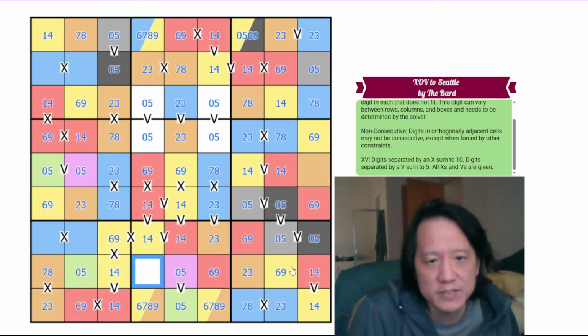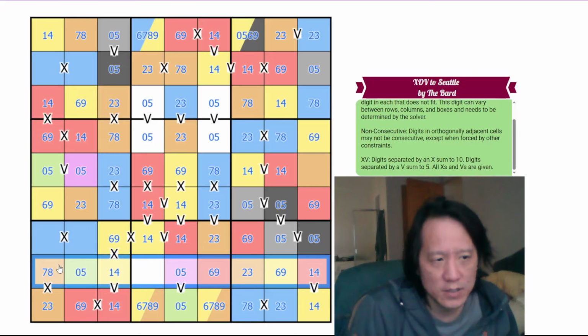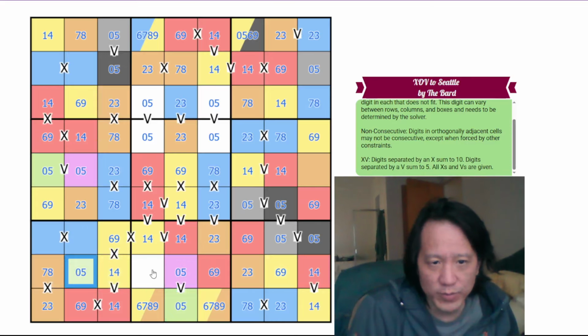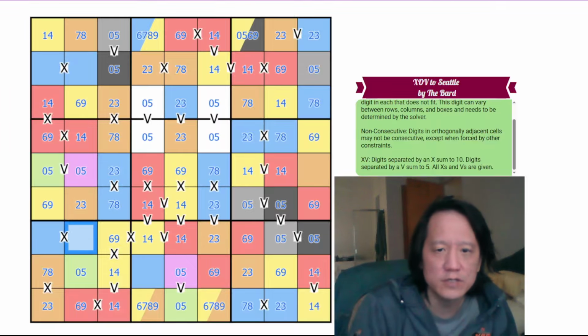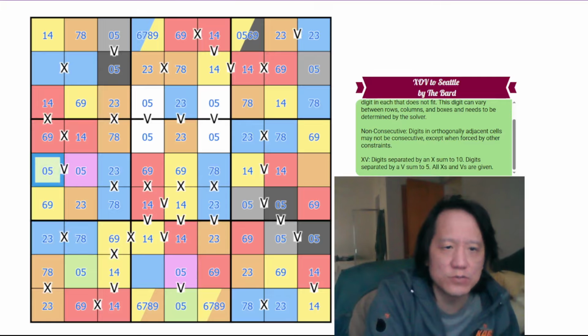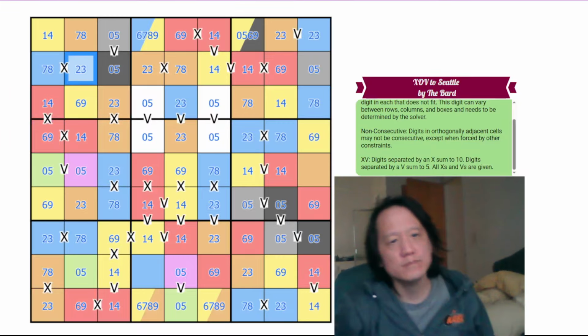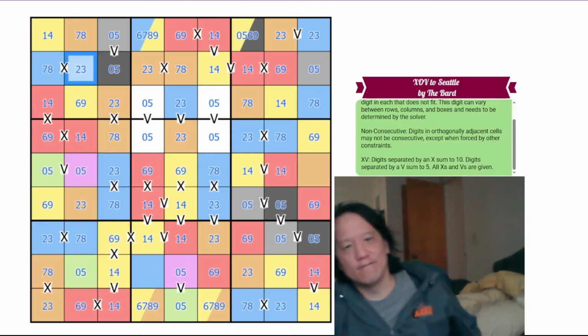And what are we missing in row 8? We have both 0, 5s. We have both 1, 4s. We're missing one of the blues. So this is one of the blues, and we don't know which. This can't be low blue because there would have to be a V in between this. So this is 7, 8. This is 2, 3. That makes this 7, 8, and this 2, 3. Okay.